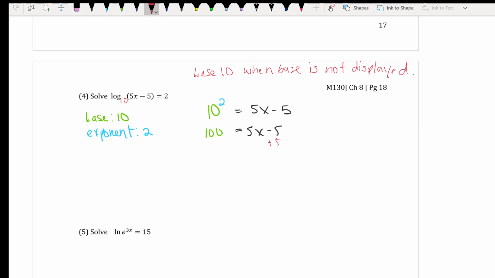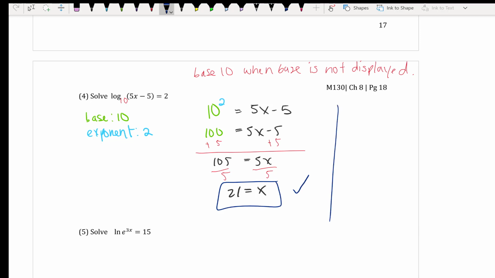So I'm going to add 5 to both sides. Now I have 105 is equal to 5x. If I divide by 5 on both sides, 105 divided by 5 gives me 21. And I just want to make sure when I plug this into my calculator that it's an okay answer. So when I have log of 5 times 21 minus 5, does that equal a positive 2? And it does. So you always want to check your final answer.